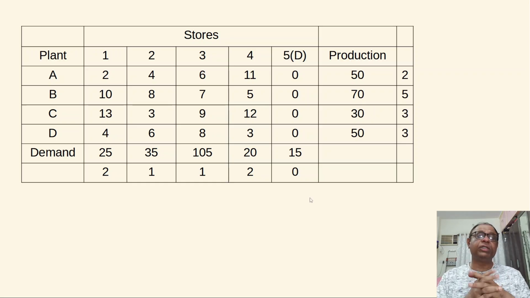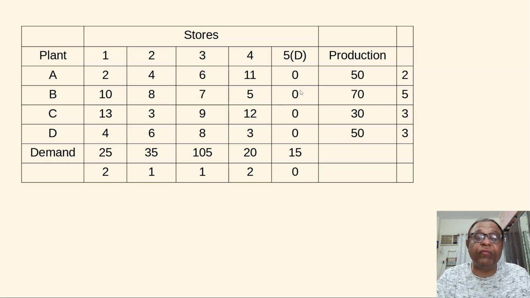Now, how does the allocation proceed in Vogel's approximation method? The allocation is always done in the row or the column which has the highest penalty. Now, the highest penalty is in row B or row number 2. So we start with the allocation here. Now, coming to this row, the least cost here is 0. So we go ahead and allocate.